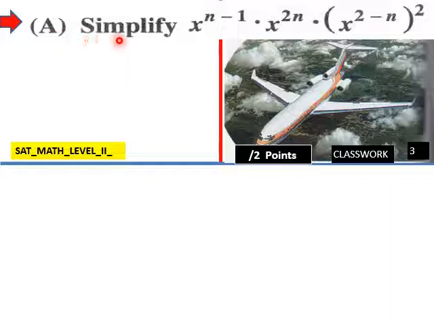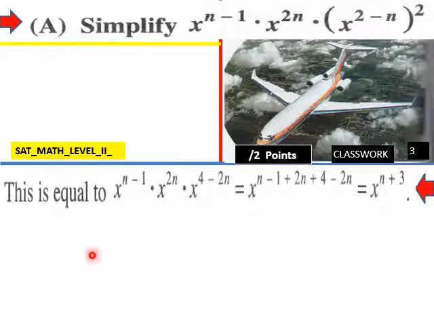So let's try one here. Simplify x to the n minus 1 times x to the 2n times x to the 2 minus n, squared. So how will we simplify that? This is equal to x to the n minus 1 times x to the 2n times x to the 4 minus 2n. And it'd be the same thing as x to the n minus 1 plus 2n plus 4 minus 2n. We just add up all of these exponents because they all have the same base, and when you add all these up you get x to the n plus 3.